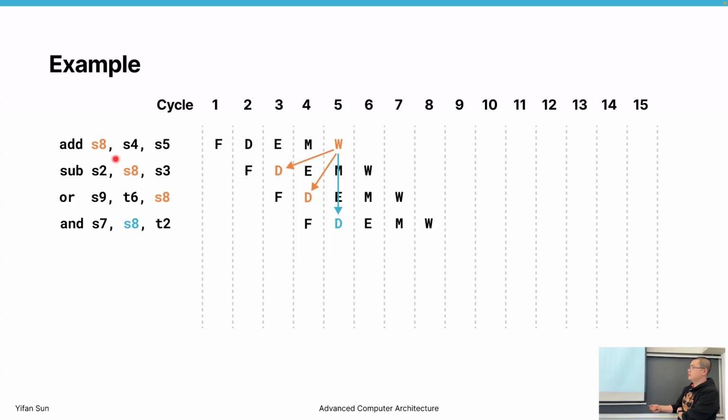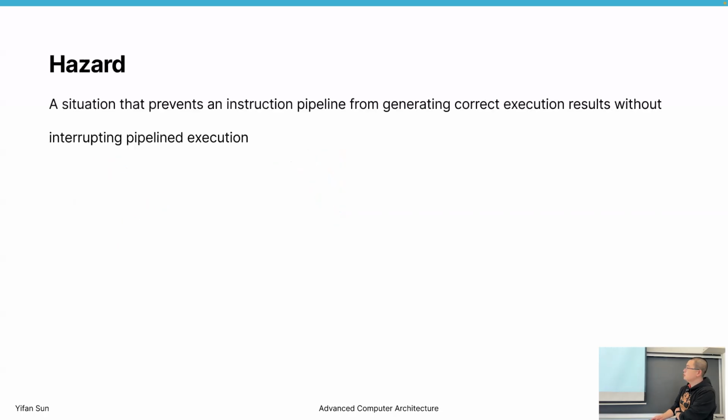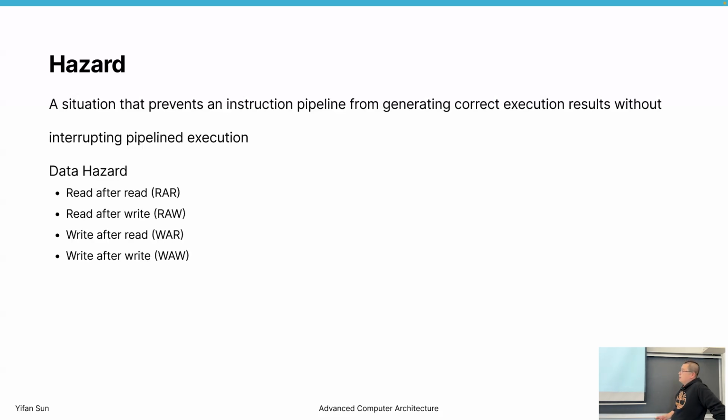And this is called a hazard. A hazard is defined as a situation that prevents an instruction pipeline from generating the correct result without interrupting the pipeline execution. So if we still have the perfect pipeline execution, with no special treatment, we'll get a wrong result. And this creates a hazard. And what type of hazard do we have? This is a big category of hazard that we call a data hazard, because there are data dependencies between the values within the registers.